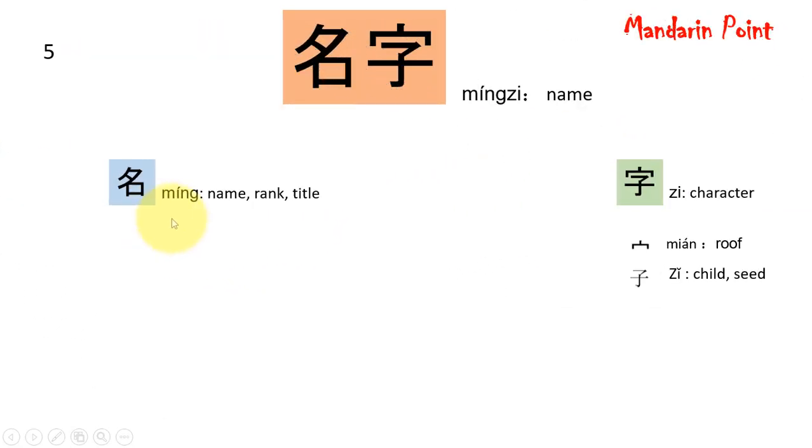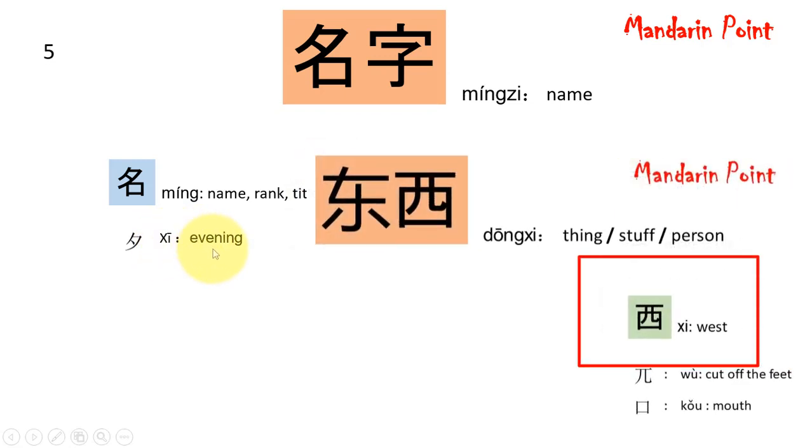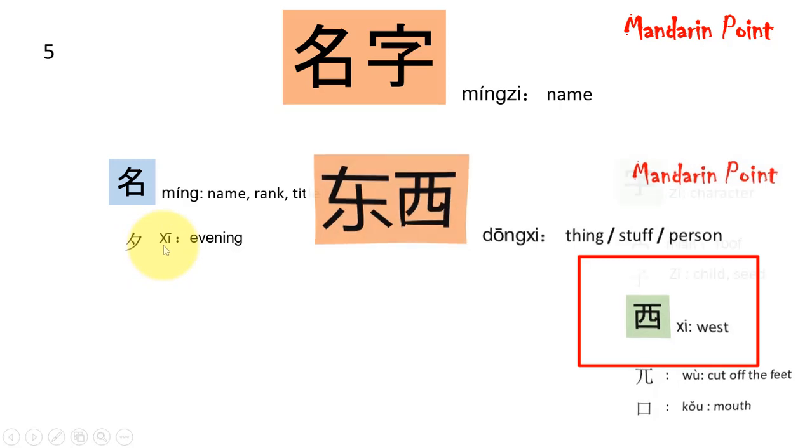This ming can further be decomposed. At the top of it we have this xi, which means evening. So once again you can see that this is xi, which has the meaning of evening, while we just studied in dongxi another xi, which has a different meaning, and that has the meaning of west. So I'm hoping that you're getting my point, that we should always study and read these characters, not rely on pinyin only.